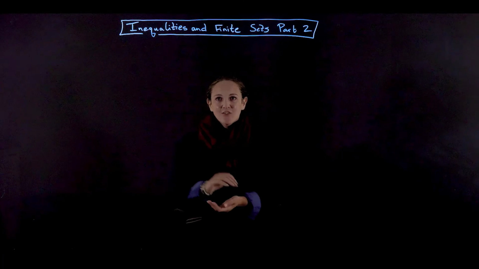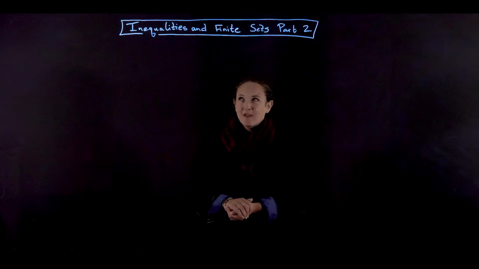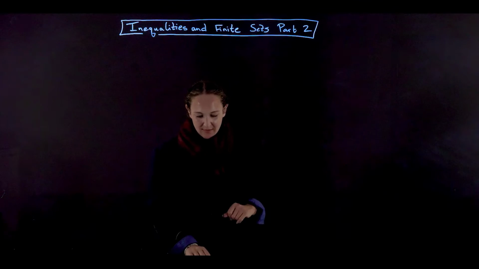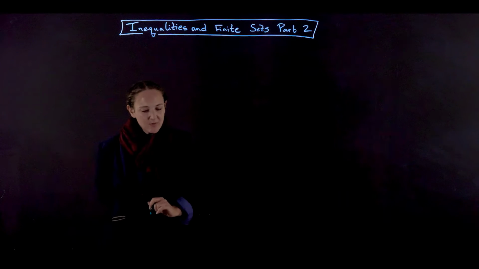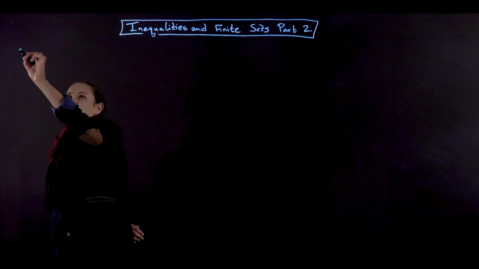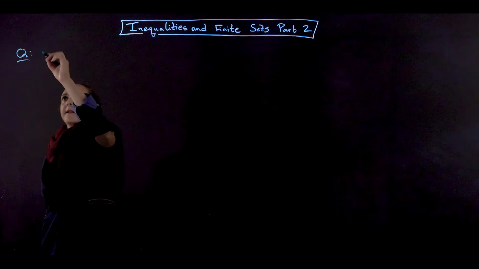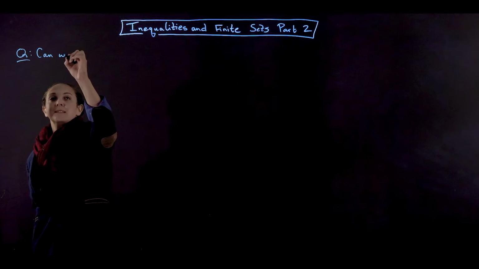Welcome. In this lecture, I just want to go through one more example of looking at inequalities and finite sets. This is the second part of this. In this one, we're asking a question: can we write a different set that we want to look at?